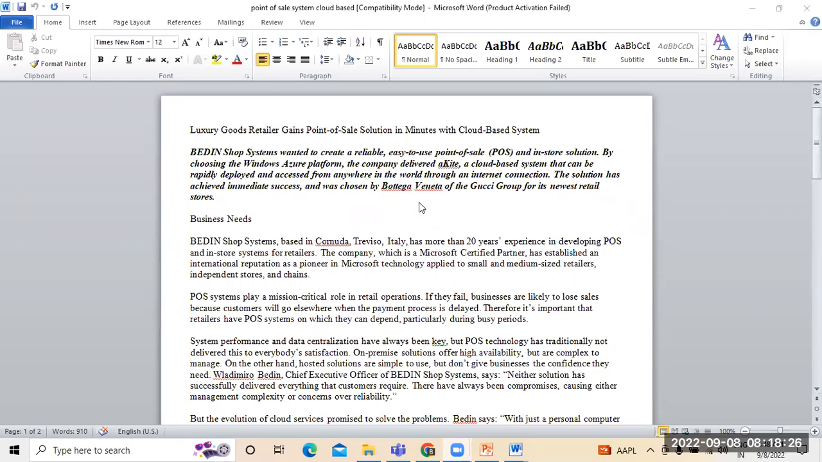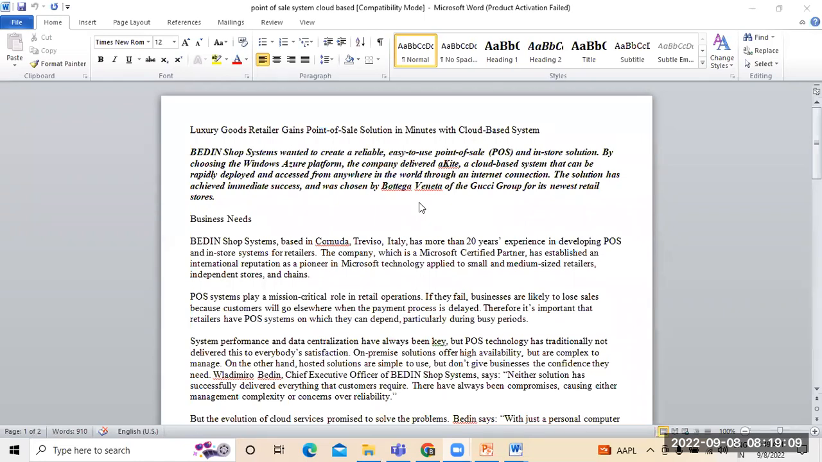Whoever the users are, login credentials will be given to them. And this can be customized even. If it is a big organization, they can customize and tailor it according to their needs to some extent, not to the full extent. Even for small retailers, whatever basic cloud application is sufficient for them, right? So that can be tailored. So this is what they have developed. Bedding Shop Systems identified the problems, and they developed a cloud-based point of sale system, and it was used successfully by one of its customers, called Gucci Group.